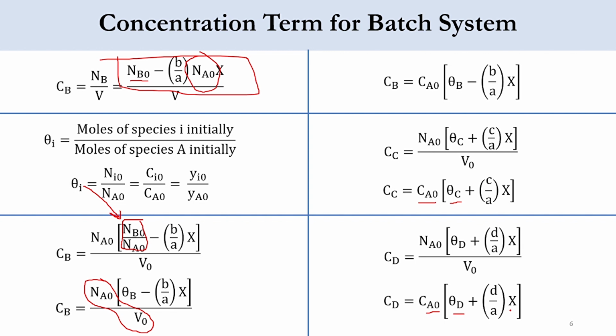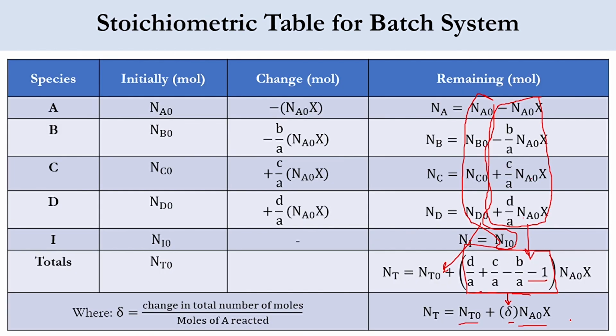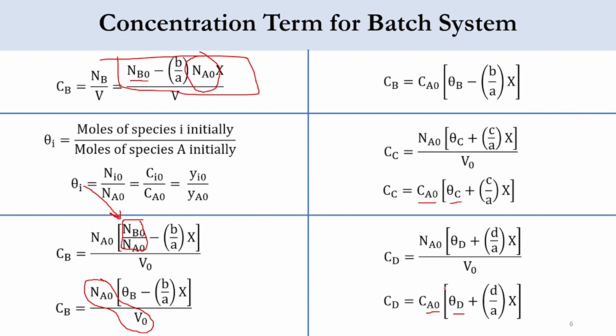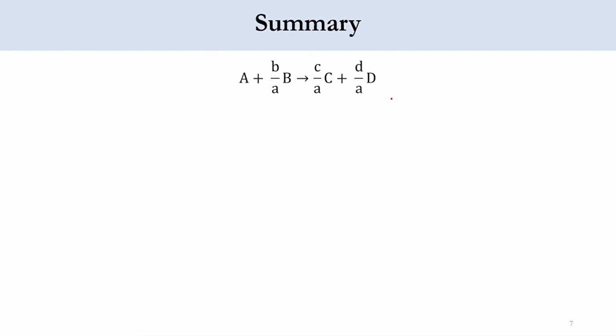So we have derived our first two parts. First part was the stoichiometry table. As you have seen, we have drawn that table. As you can see here, we had derived that stoichiometry table, and then we have derived the concentration terms for A, B, C and D. Now to summarize it, 1 mole of A plus B over A into B, C over A into C plus D over A into D.